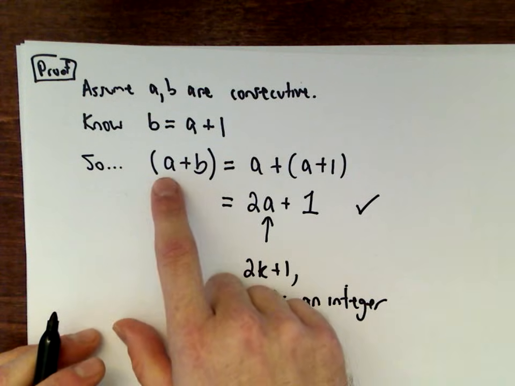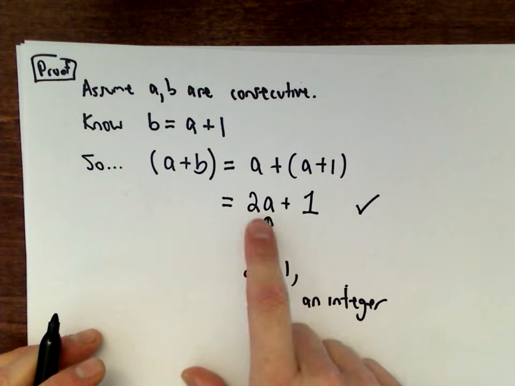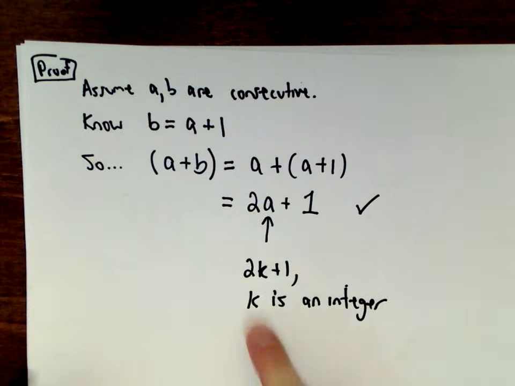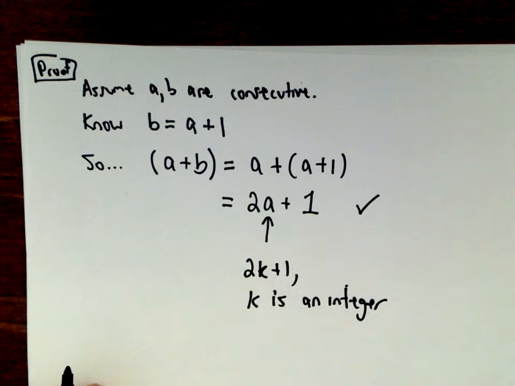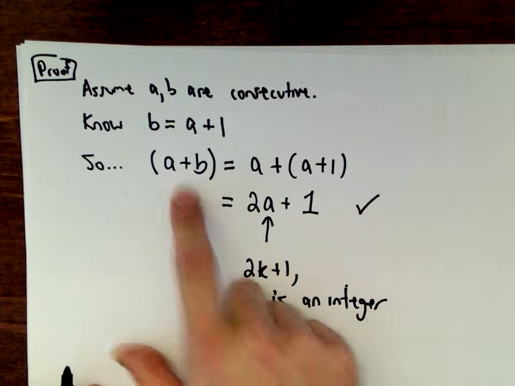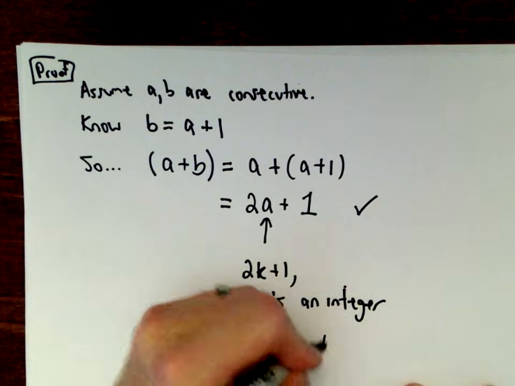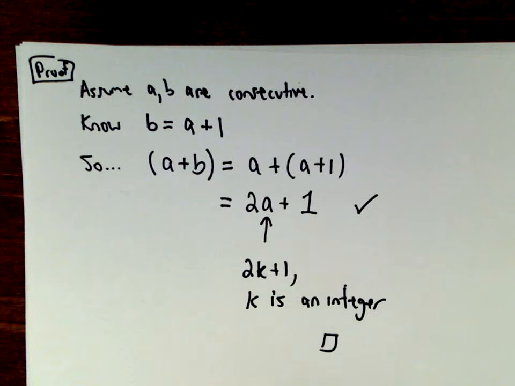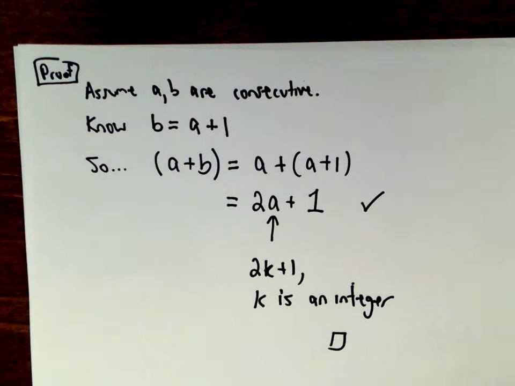So we've written the sum A plus B in this form 2A plus 1, where A is an integer. And we said that's the definition of a number being odd: if we can write it as 2 times some integer plus 1, that means that value's odd. So boom, we're done. Proof complete. Sometimes you'll see little boxes at the end of your proof. I used to always like writing those because it made me feel like I had done some major accomplishment.